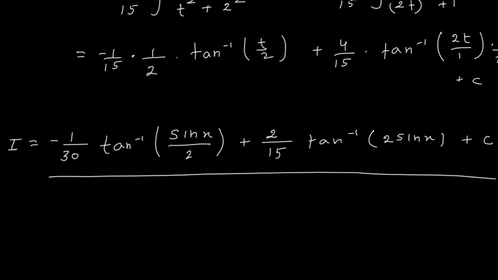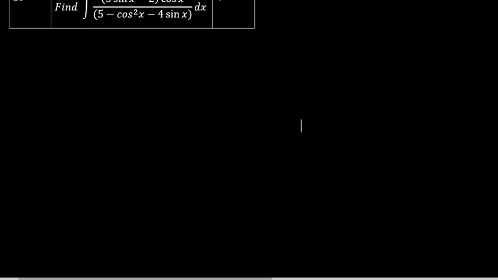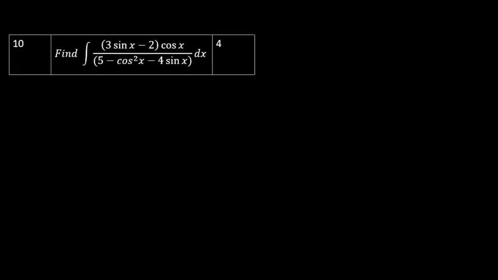Now let us see the final question: (3 sin x minus 2) into cos x upon (5 minus cos square x minus 4 sin x). So what do you do here? Again, as in the numerator you have cos x, it is better to place sin x as t. Before that we replace this cos square x with sin square x. So how do we do that?